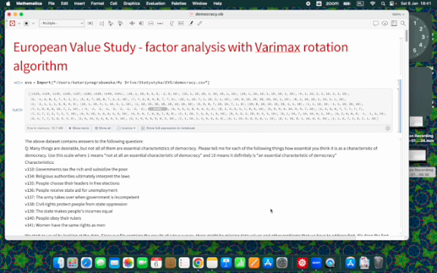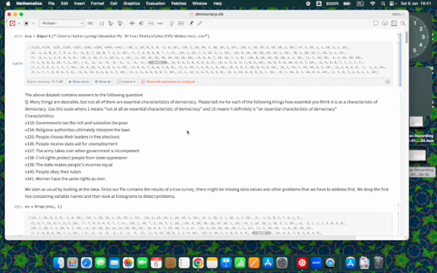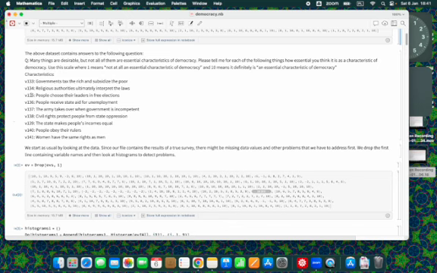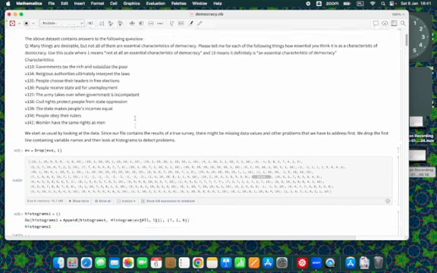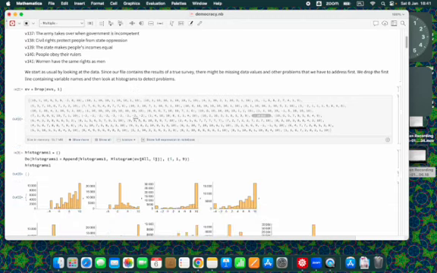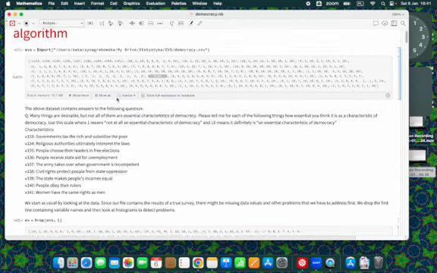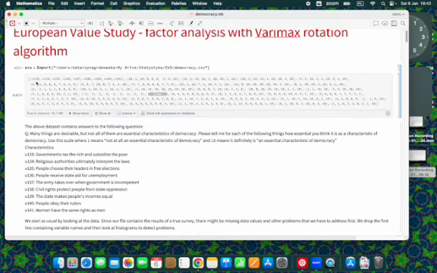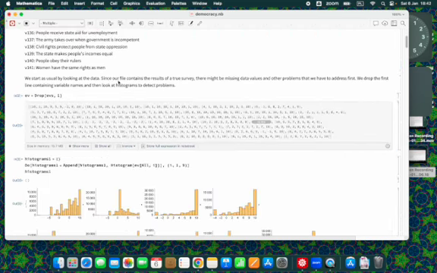Now we are doing an example of factor analysis on European value study data with Varimax rotation algorithm. We start as usual with loading the data. We have discussed the variables previously. First thing we have to do is to drop the titles of variables which are in the first row in our table. So we forget here about the first row.